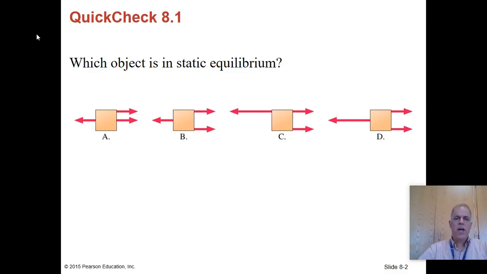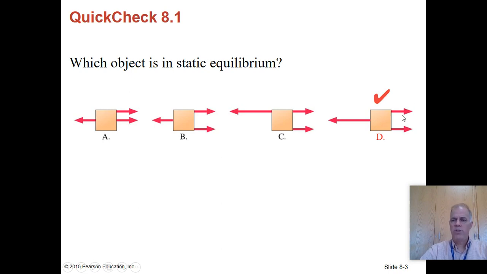Okay. Which object is in static equilibrium? So you might want to pause this one. Remember, static equilibrium is when the linear forces are in balance and the rotational forces, the torques, are also in balance. Okay? And here we come to the answer. And it is D.